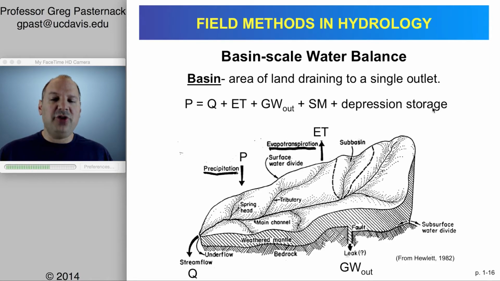We also have what's called depression storage. That's water that's ponded on the surface, and that could change through time. So depending on whether these storage terms are changing through time or not, if there's no change, then they would simply zero out, and you could have inflow equals outflow, something like that.